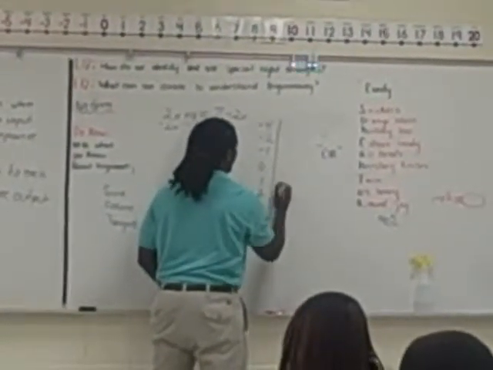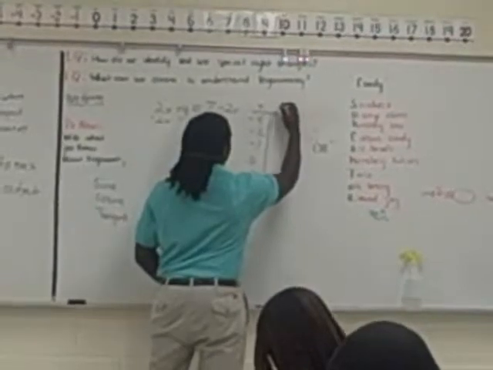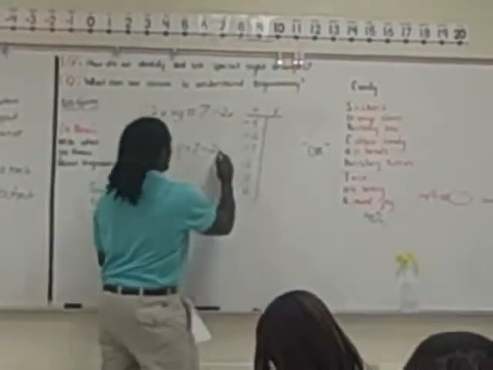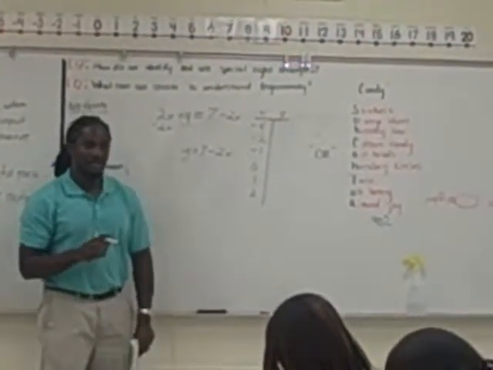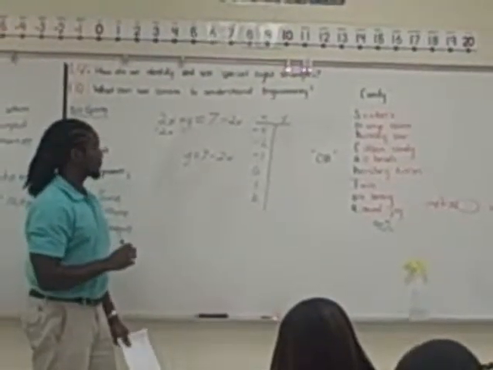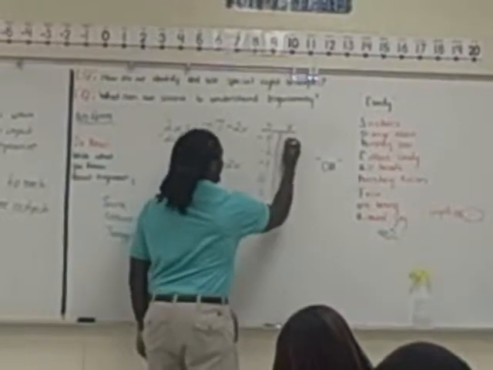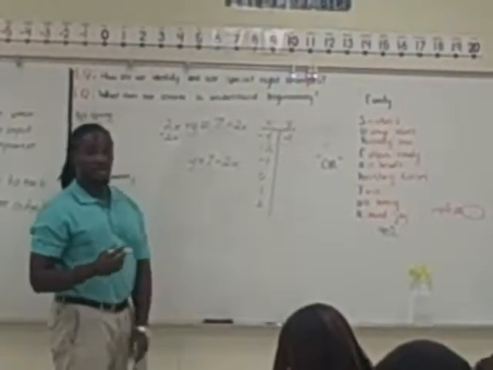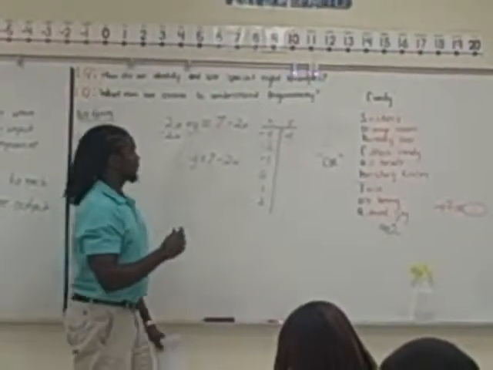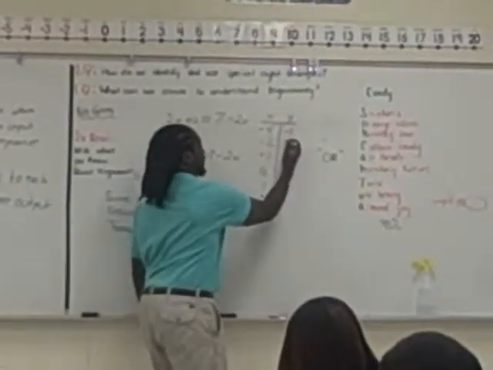All right, x and y. I plug in -4 for this. What do I get? Somebody give it to me. 8? Negative 1? What do I get? 1. Negative 1. Next one. Negative 2, that's negative 4. 3. Keep it going.